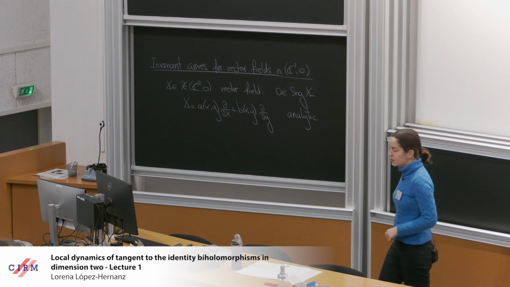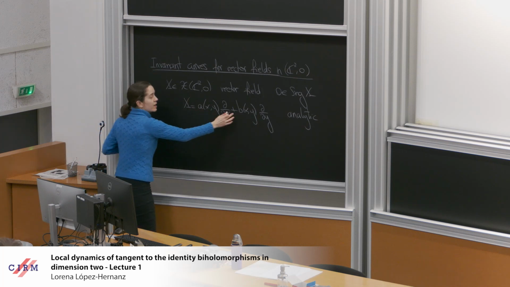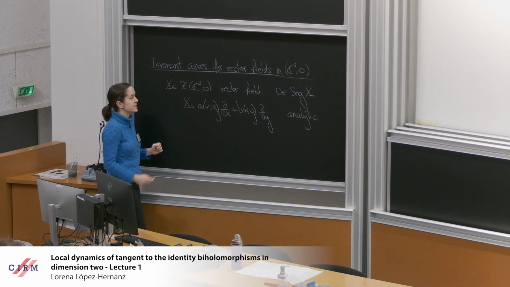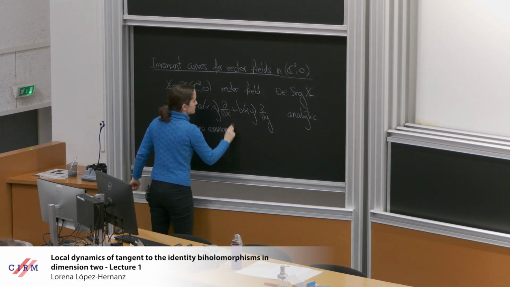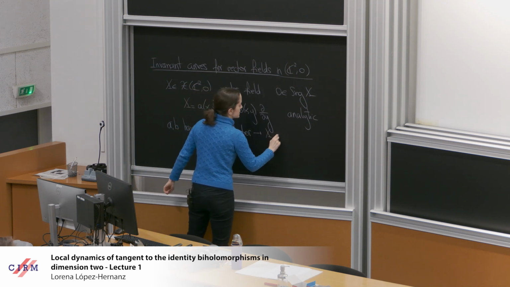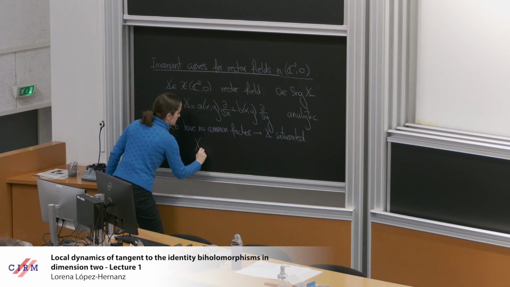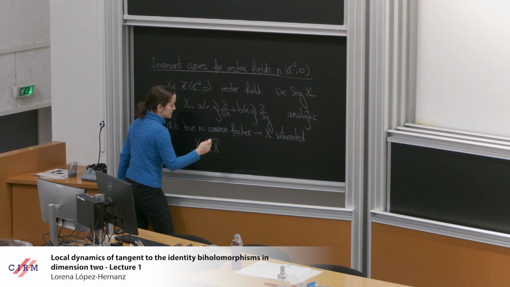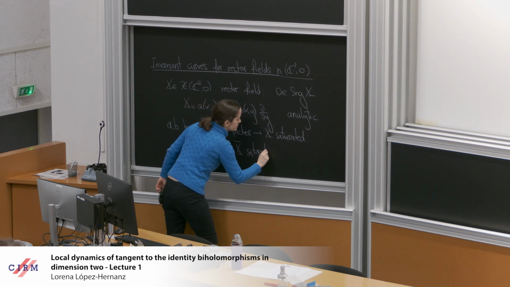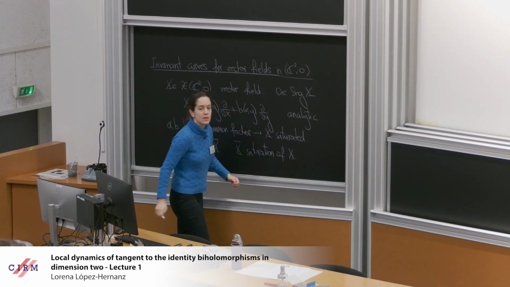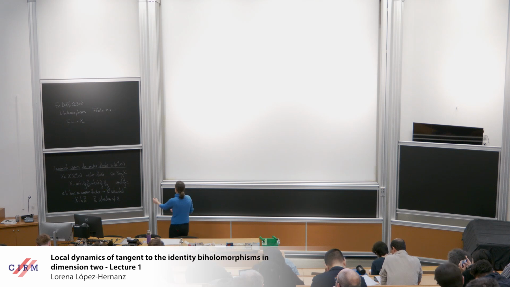Just a few definitions before defining what an invariant curve is. When A and B have no common factor, so 0 is an isolated singularity, we say that X is saturated. We can always write X as h times X bar, where X bar is saturated, and we call it the saturation of X. As I said, I will only be interested in the problem of existence of invariant curves. So let me just remind what an invariant curve is.